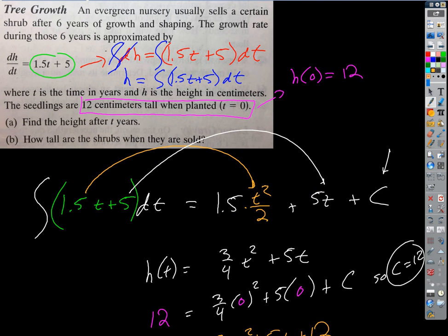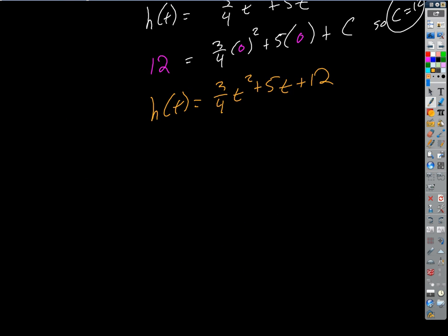And how tall are the shrubs when they're sold? So after 6 years, we would just plug in. H of 6 is going to be 3/4 times 36 plus 30 plus 12. So what do we get? 29, 57, 69. Is that right? 69 centimeters, if I added those up right. Yeah. Right? Okay. All right, so we can do something really cool with this.